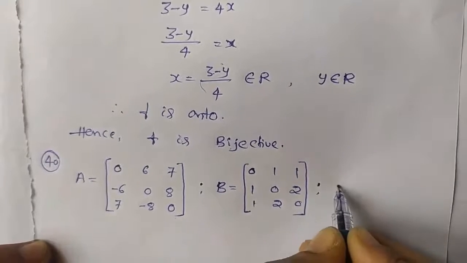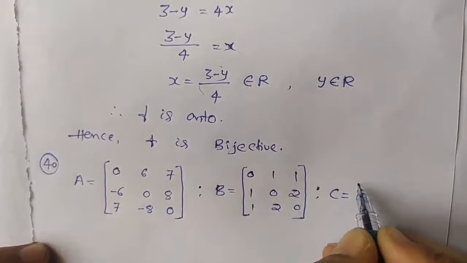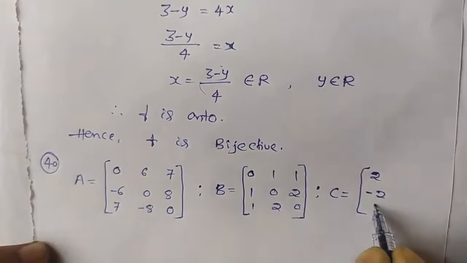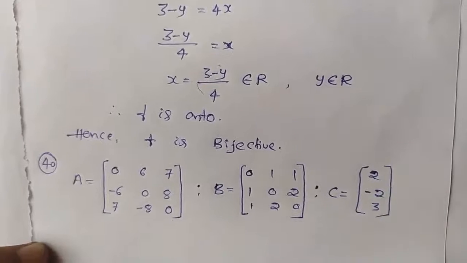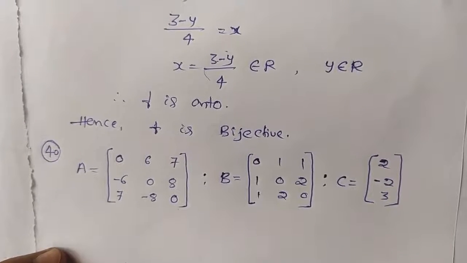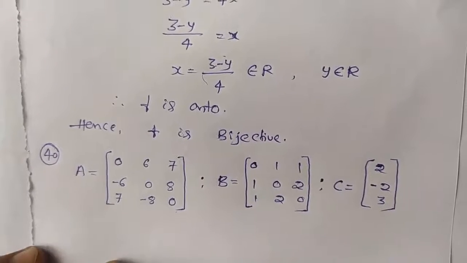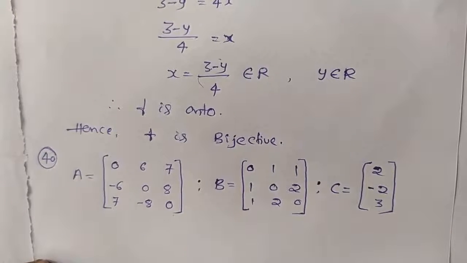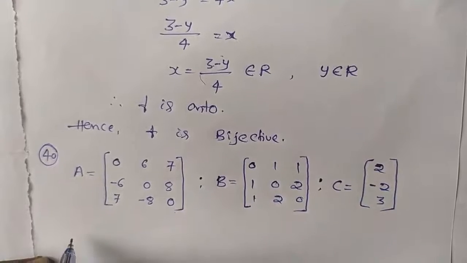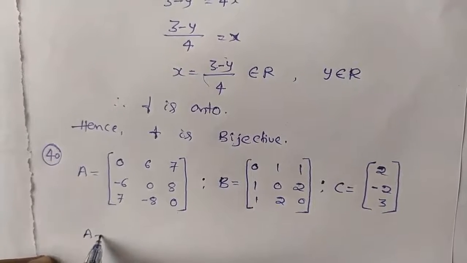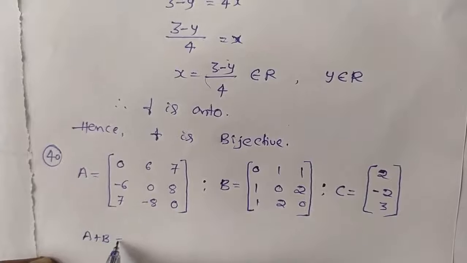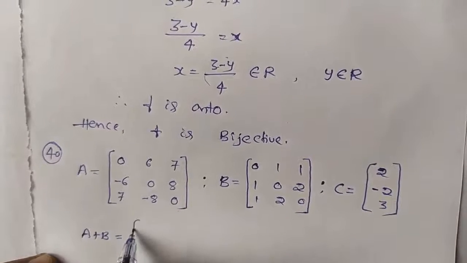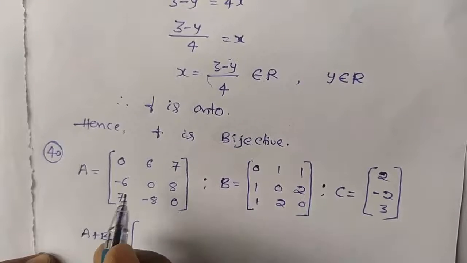And matrix C equals 2, minus 2, plus 3. So these are the three matrices given. We have to verify that (A plus B) into C equals AC plus BC. So let us find out A plus B. Add the matrix A and the matrix B.